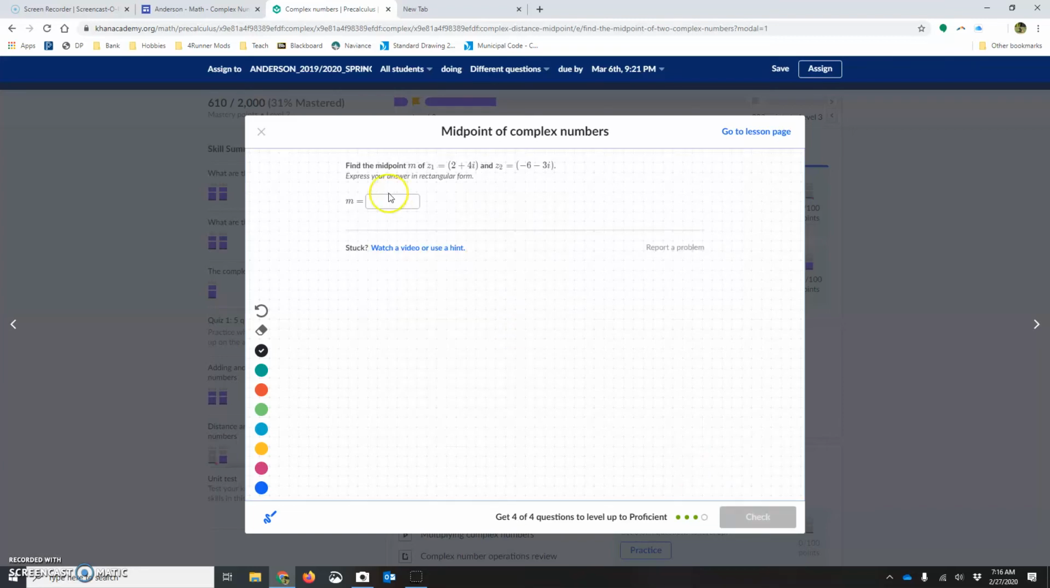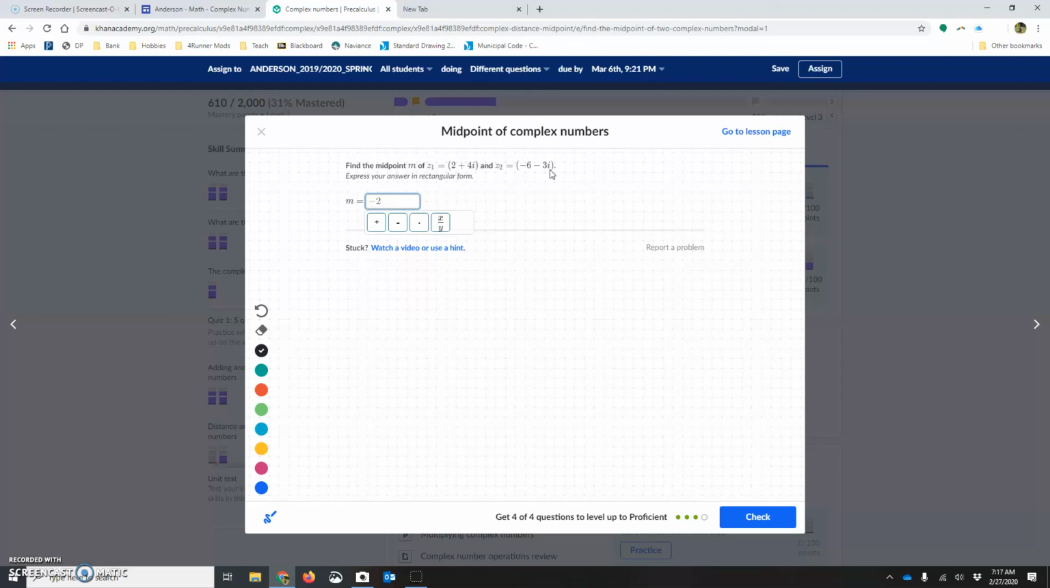One more question, rather. All right, so 2 plus 4i and negative 6 minus 3i. So let's do the real first. From 2 to negative 6 is a total of 8. So half of 8 is 4. So 2 minus 4 is negative 2, or negative 6 plus 4 is also negative 2. And then from 4i to negative 3i is 7i. 7i over 2 is a fraction. Oh, I didn't have it right.